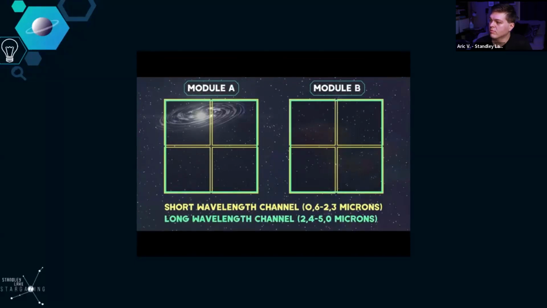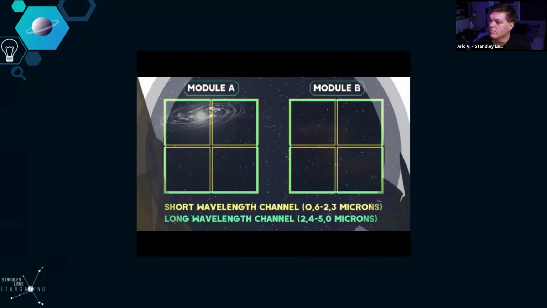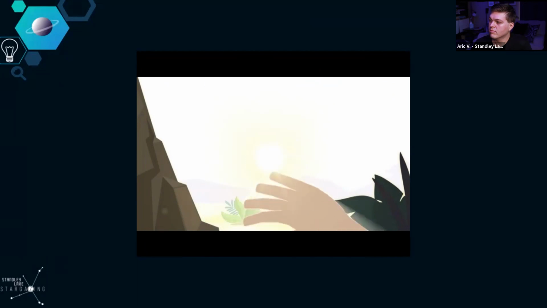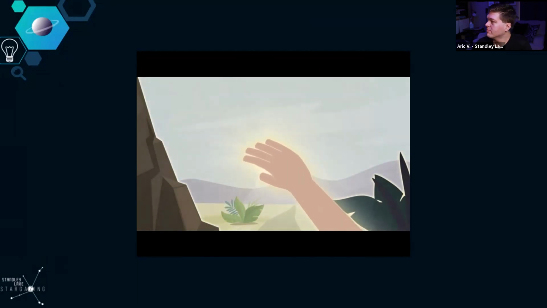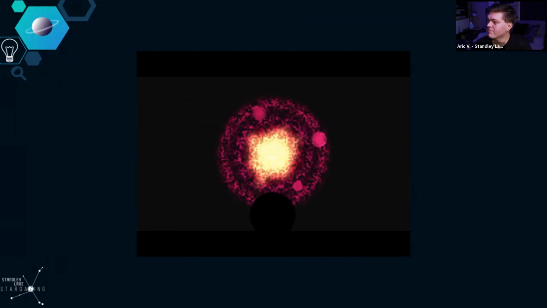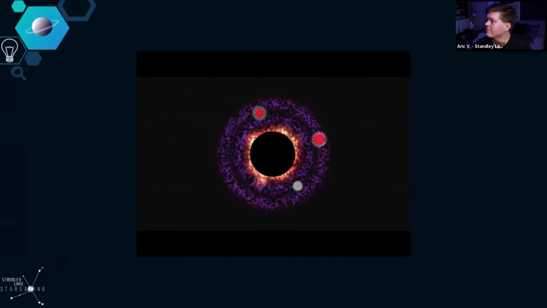In addition, NIRCam is equipped with chronographs. And what are they? Imagine that you're blocking the sun with your hand. By blocking the bright light, you can see the road ahead of you. A chronograph follows a similar principle. This function will allow researchers to see more faintly lit stars, galaxies, and even take photos of exoplanets.